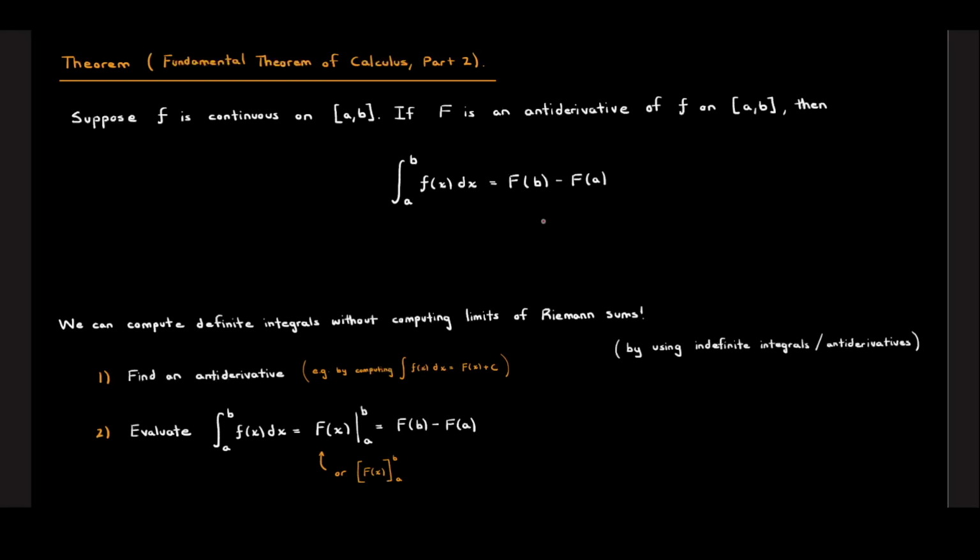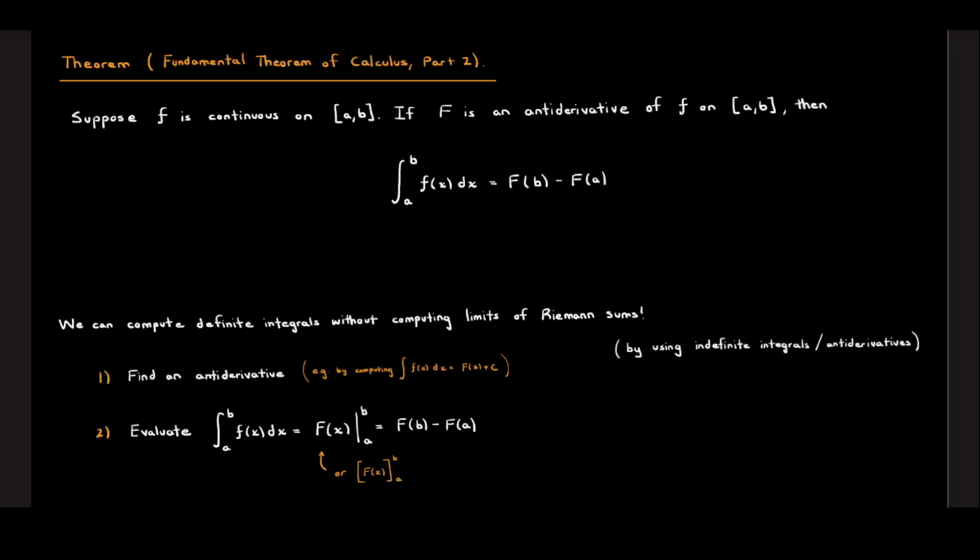So this theorem is very, very powerful because previously we have been computing the value of definite integrals, but we're doing so as a limit of Riemann sums. And that is pretty tedious and sometimes pretty difficult depending on what type of function is involved. So the fundamental theorem of calculus part 2 is saying that you can compute a definite integral by using antiderivatives, indefinite integrals. And it's like a two-step process.